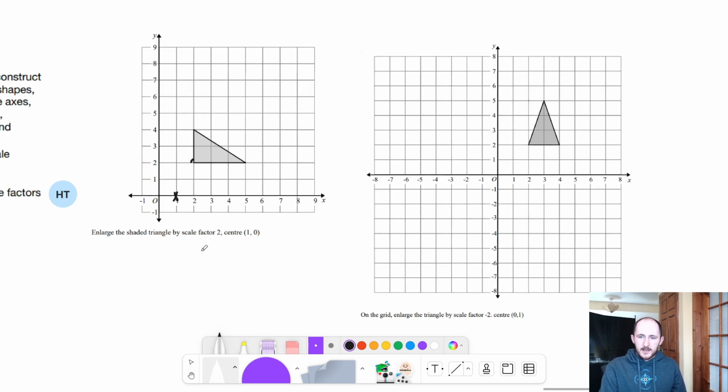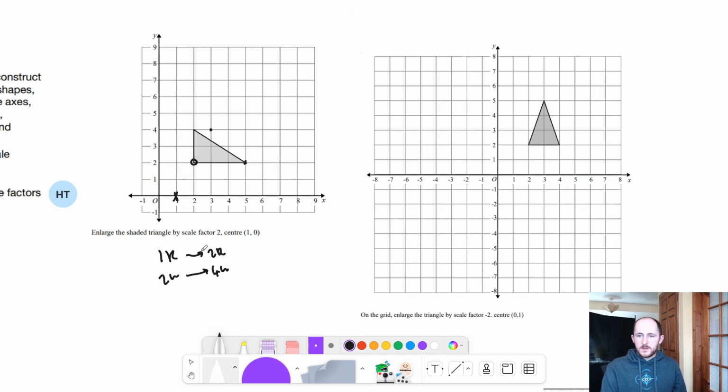I'm going to start by looking at this first point. To get to that point, I go 1 to the right and 2 up. So after I've enlarged it, I double. So 1 to the right, 2 up becomes 2 to the right, 4 up. So 1, 2, 1, 2, 3, 4. That's my new point here. Okay? And I do that with every single point.